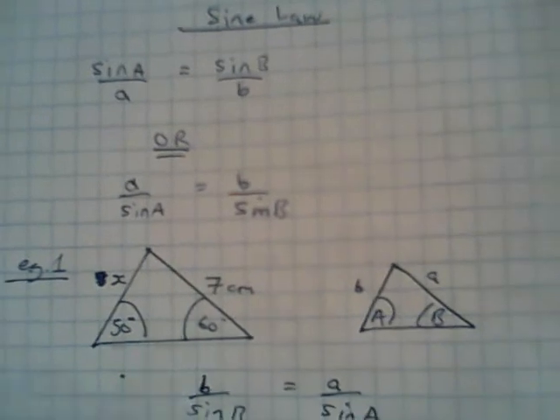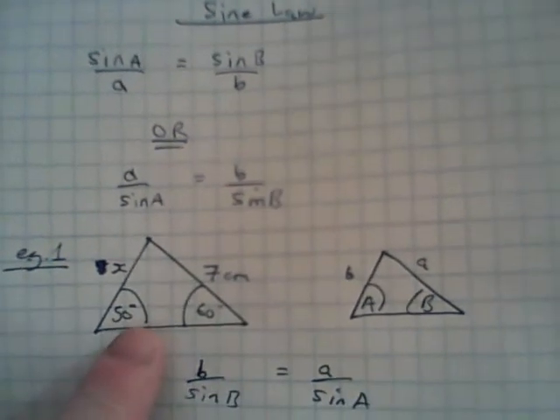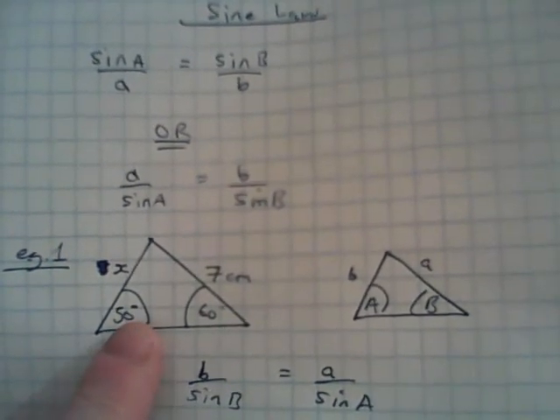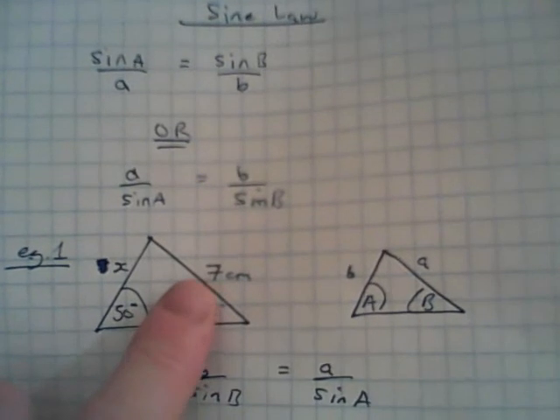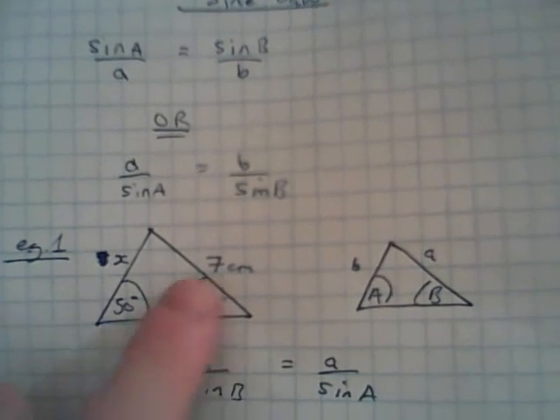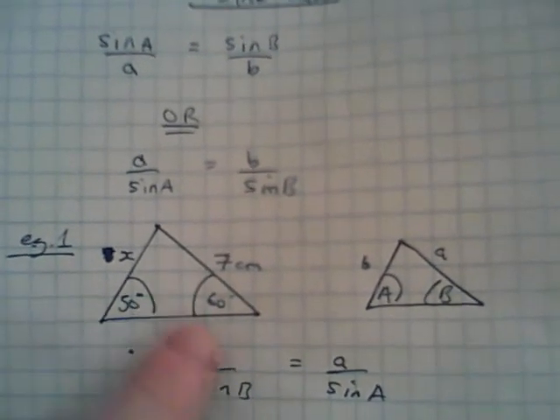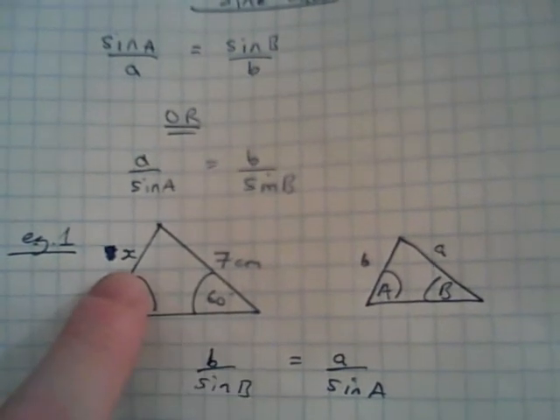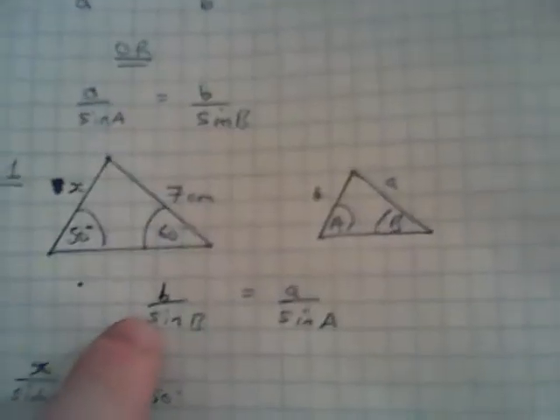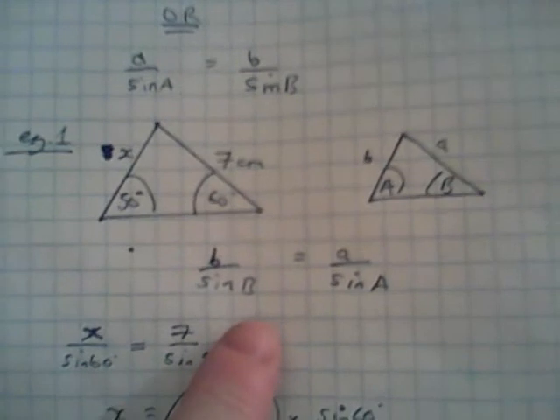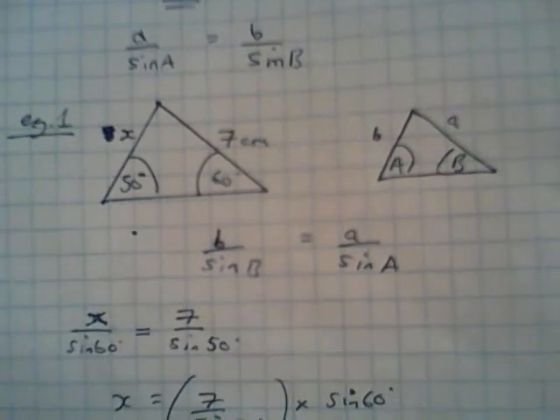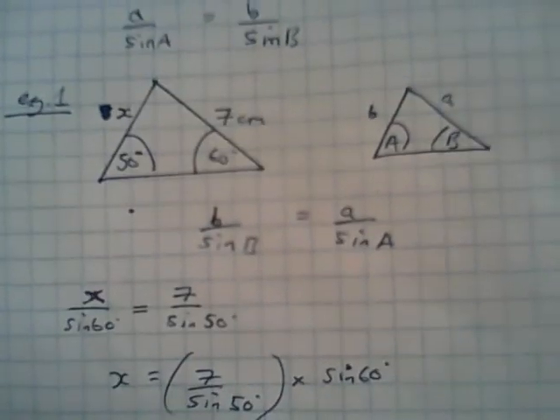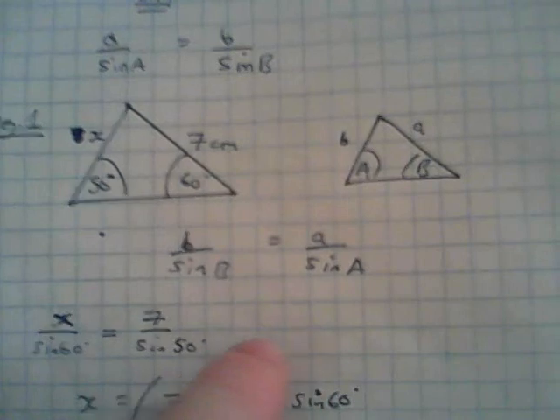So here, for instance, I've got a matching pair in this triangle because I've got 50 degrees and I've got the side opposite the 50 degrees. So that's going to be like a pair. And then I've got this other, almost a pair here, 60 degrees, but I haven't got x. So sine law just says they're basically in proportion to each other. The ratio of side to angle is going to be the same. They're in proportion, so you set this up like a ratio.